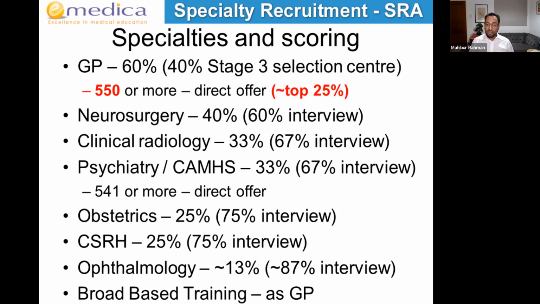Psychiatry and child and adolescent mental health, it's 1/3. The other 2/3 comes from interview. However, again, with these two specialties, if you can score 541, so that's a lower cutoff than GP, you can get a direct offer. Okay. You skip the interview completely and just get an offer. Again, increase your chance of getting your first choice. Obstetrics, it's 25%, and then the other 3/4 is going to come from the interview. And then sexual and reproductive health is the same, 25%.